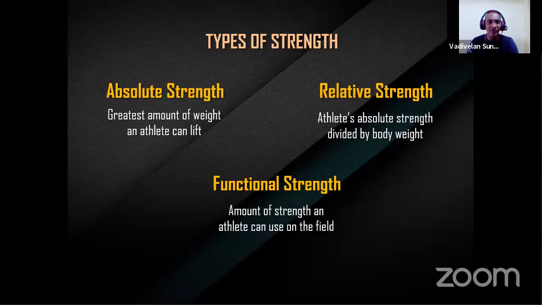So, types of strength. We have three types of strength: absolute strength, relative strength and functional strength. The absolute strength is the greatest amount of weight an athlete can lift in a single attempt. How much weight I can lift at one time is absolute strength.